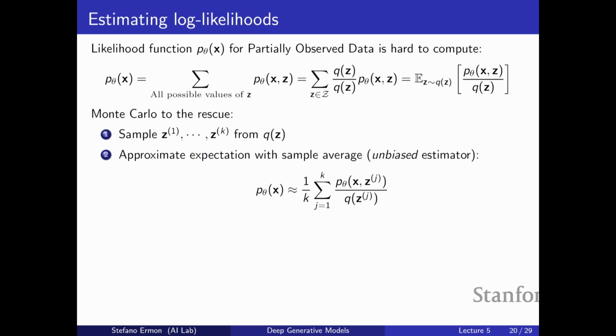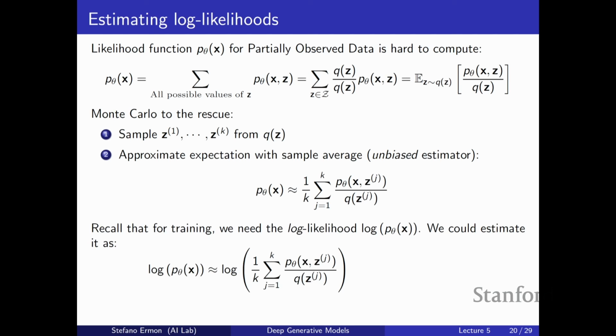Now, the slight issue is that what we care about is not the probability of a data point, but the log probability of a data point. Recall that what we care about is optimizing the average log likelihood of the data points. So we need to apply a log to this expression. We could try to just apply a log on both sides of this equation and get this kind of estimate for the log likelihood. But there is a problem.